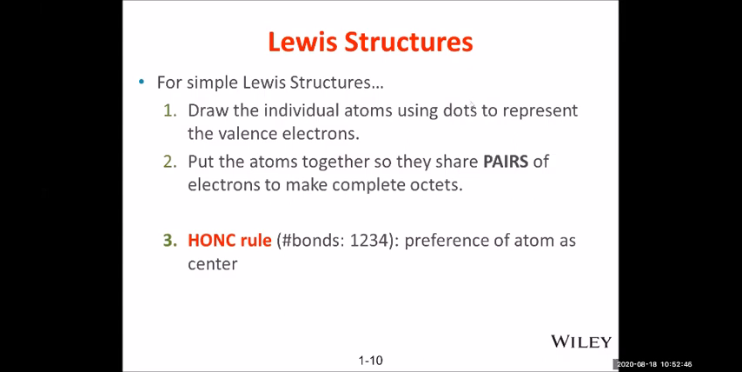You start with counting valence electrons first, and then decide which atom will be the center. When you decide which atom will be the center, using the HONC rule will be very helpful. Which means the atoms that can form more bonds, such as carbon and nitrogen, are more likely to be the center of the molecule. And hydrogen is never the center. Oxygen depends. Oxygen typically is not the center because it can form 2 bonds.